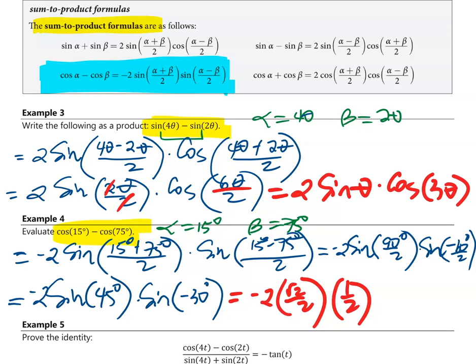So we simplify this, it's going to be equal to negative, because this sine of negative 30 degrees is clockwise, so it's like 11 pi over 6. So sine of 11 pi over 6 is negative 1/2. So negative negative is going to be positive. So the answer here, 2 over 2. So square root of 2 times 1 is square root of 2 over 2. So this is the answer.